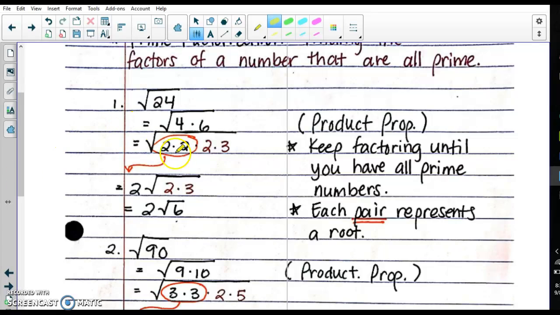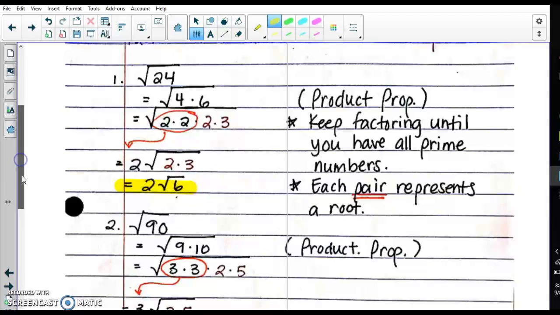So 4 breaks down to 2 times 2, 6 breaks down to 2 times 3, and then you'll see that you have a pair of 2's here. For each pair of numbers, that represents a root, and it should come out from underneath the radical. So since there's a pair of 2's here, we're going to bring one 2 out to represent that root. And then all we have left is 2 times 3, no pairs, so it goes back to 6. So your final answer would be 2 square root of 6.